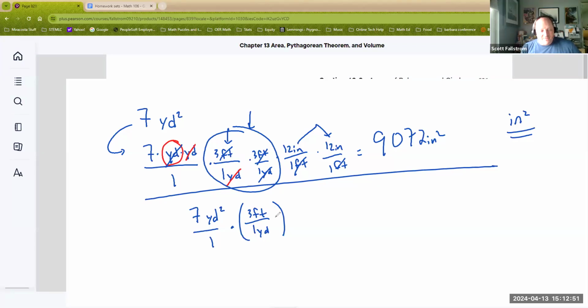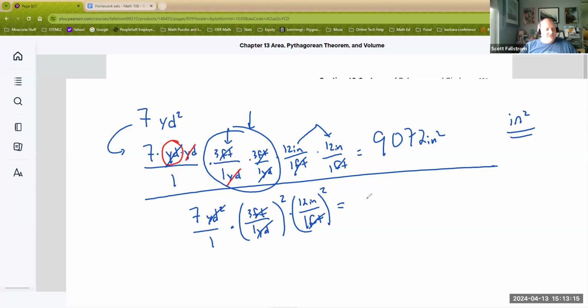Now that looks identical. But here's where the fun comes in. You come up to the top and you say, I want to square it because I want to do 2 in 1. Now the yard squareds are going to go away with yard squared. You have feet squared, and you'd be left here with 1 foot to 12 inches. And I would square that because I want to get rid of square feet. So square feet, square yards, and I'm left with square inches.